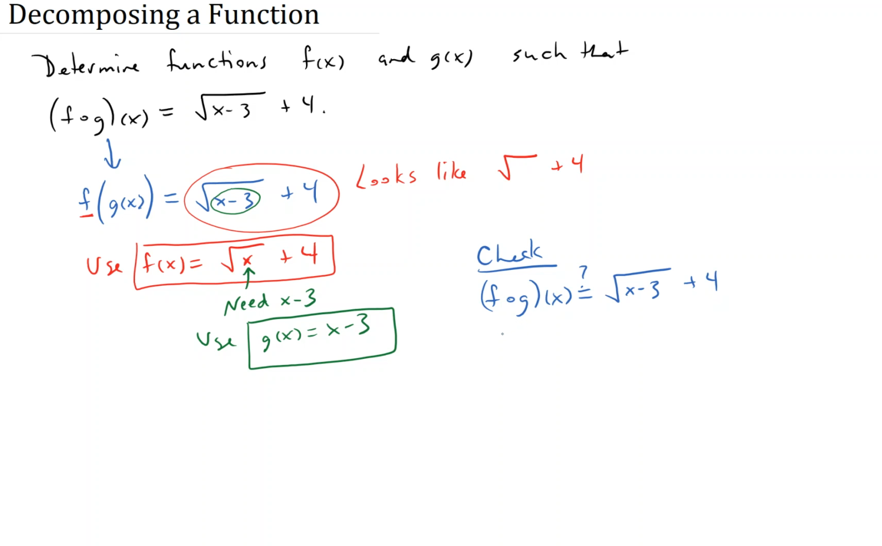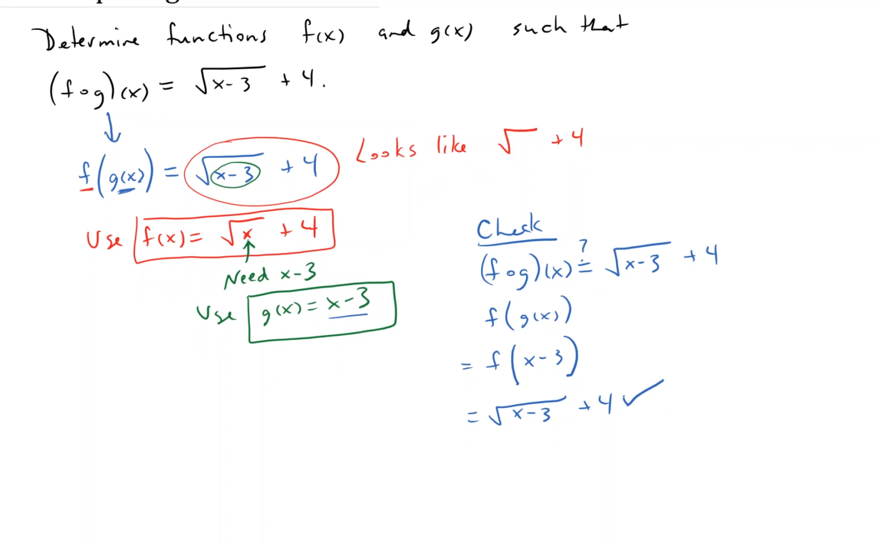So let's work on f of g of x. f of g of x equals f of x minus 3, since g of x is x minus 3. And then I input x minus 3 into the f function right here. And so that gives me the square root of x minus 3 plus 4. And it does, in fact, check. So again, the idea is your outer function is the general structure of what you have, with x as the input, and then you create the inner function so that it gives you what you want to input into that generic outer function.